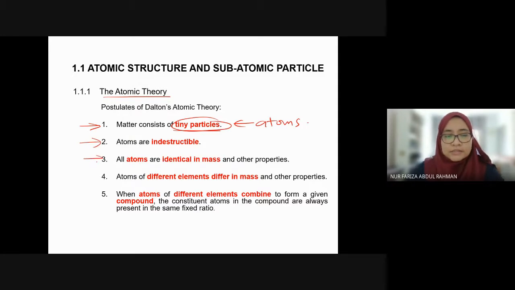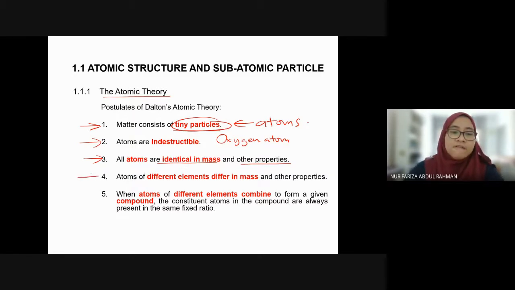The third postulate is all atoms are identical in mass and other properties. Take, for example, an oxygen atom. All oxygen atoms should have the same mass and also other properties.